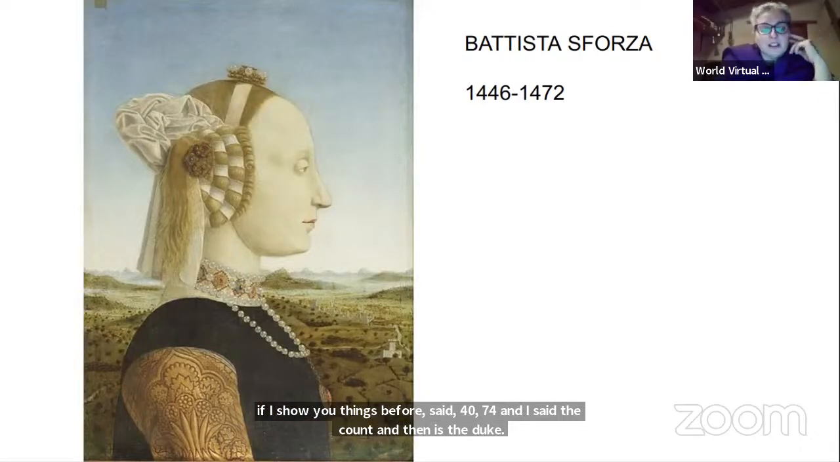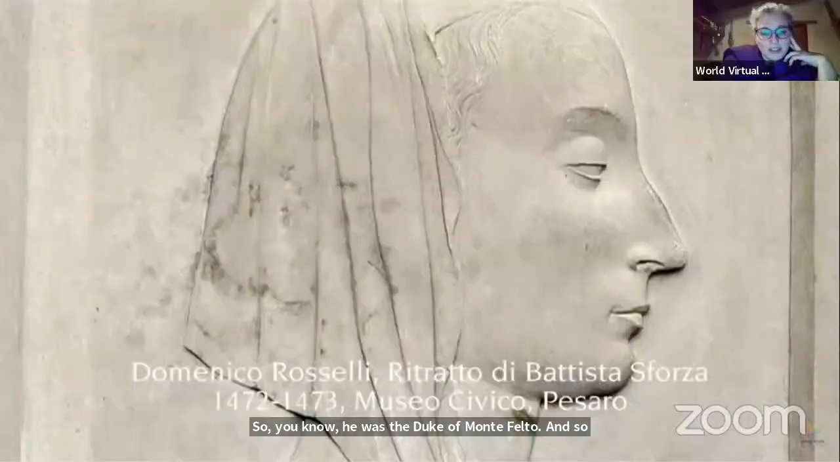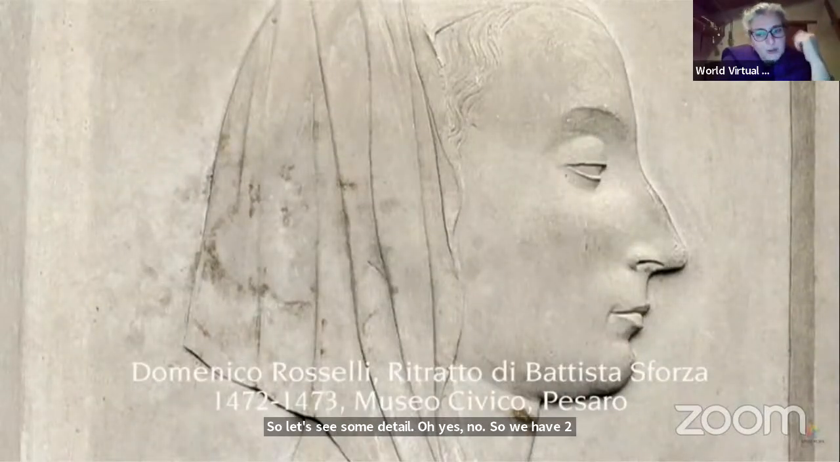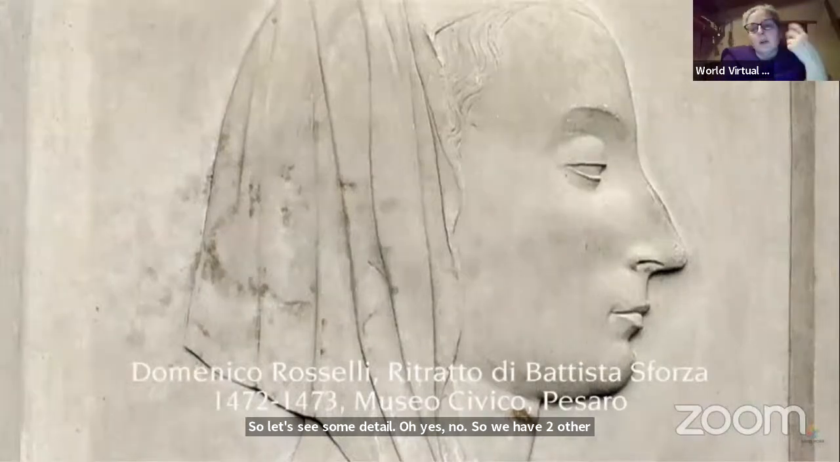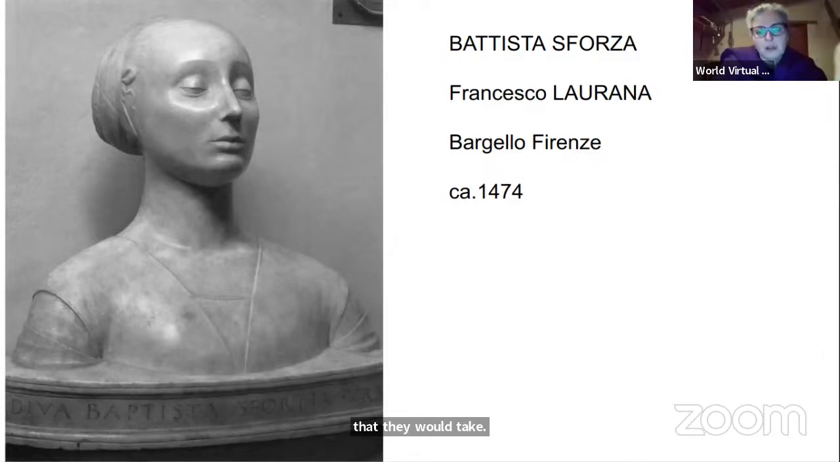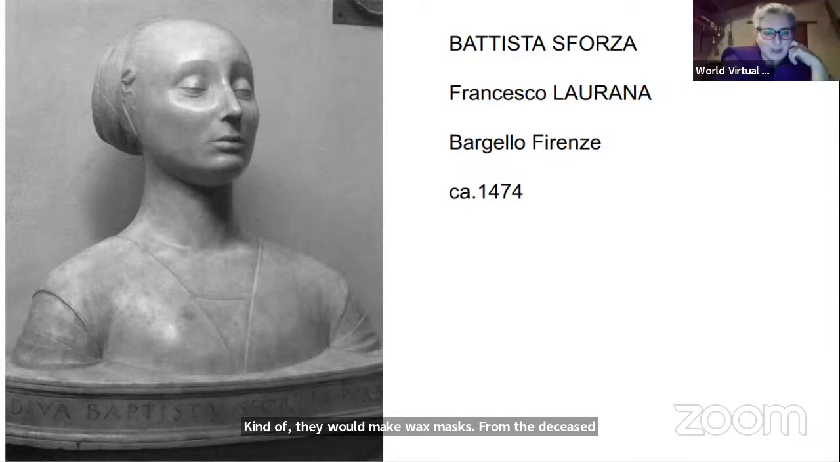And so here we see Battista Sforza. Let's see some detail. We have two other portraits, sculpted portraits of Battista Sforza. This one is a relief, and then there is this one that you can see in Florence in the Bargello. This could be a sculpture from the death mask. That was really common, that they would make wax masks from the deceased person, and then for eternity sculpt them in stone. So this is Battista Sforza.